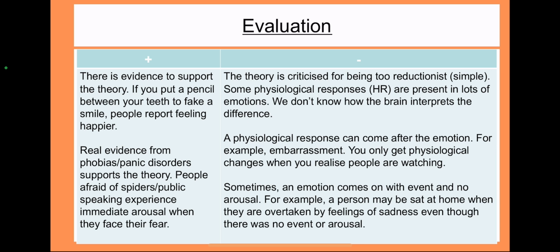And finally, this is a good one that you guys came up with in class. Times where there are emotions that come on with no event and no arousal. We've talked about people that are quite severely depressed, or you might just be sat at home and suddenly you're overcome with feelings of sadness. Nothing's happened, no event, no real arousal. For some reason, people just randomly get really sad. And that's an example of something that is not explained by the James-Lange theory. Where does that random emotion come from?